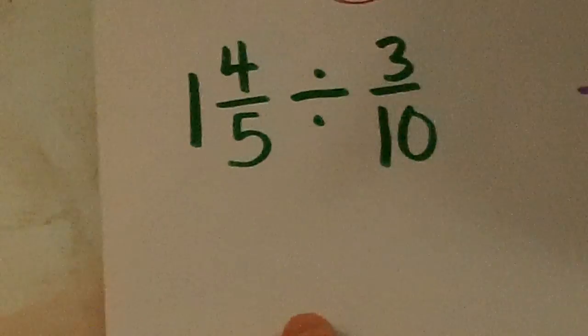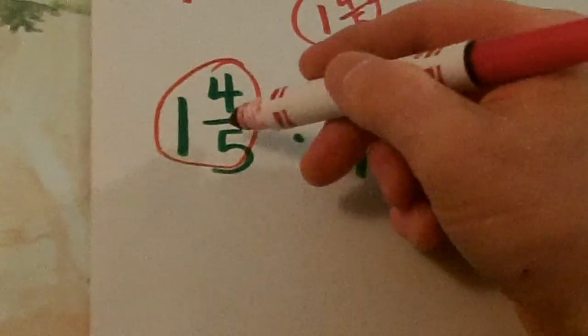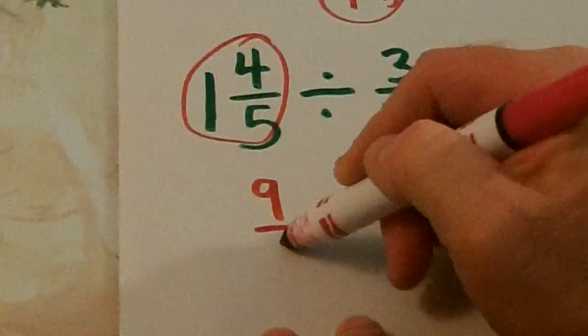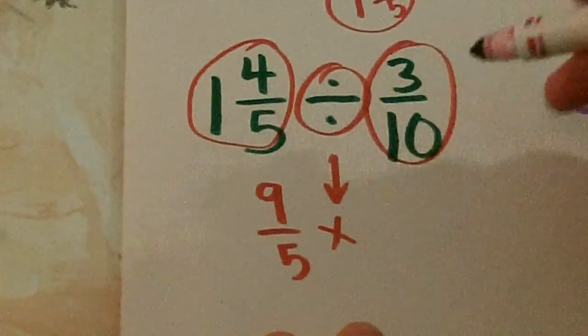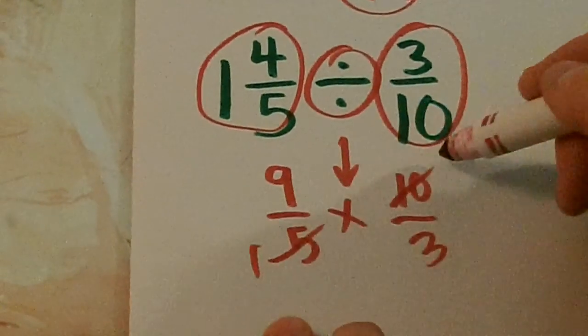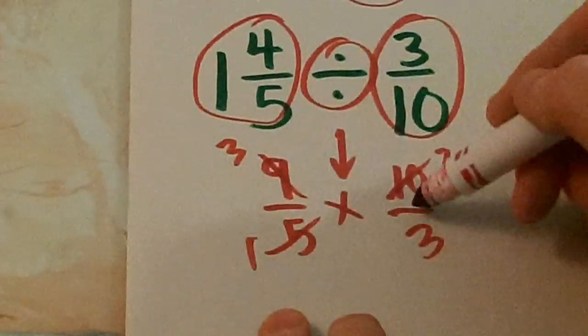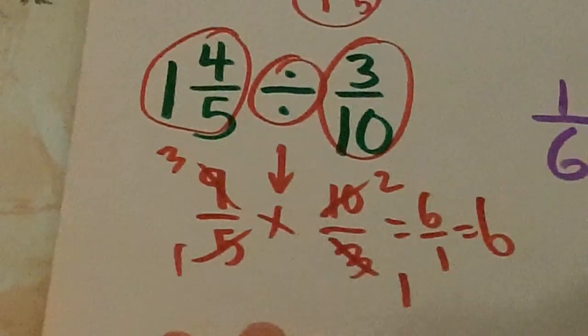Okay? Okay, we're almost done. Just a few more examples. Okay, remember what to do here. Convert it to 9 over 5 times. Flip it. Now we cross cancel. 1 and 2. 3 and 1. And this answer is 6 over 1, which is 6.